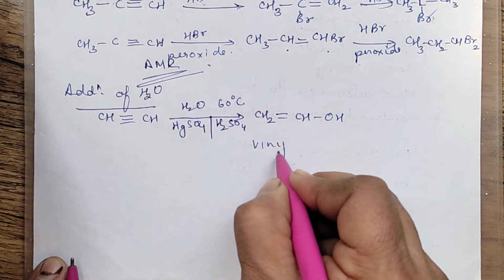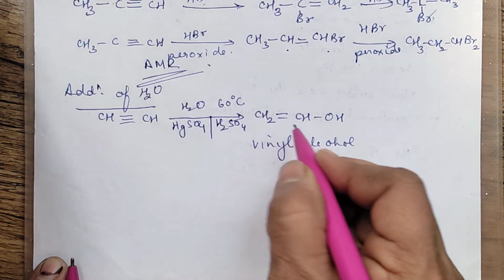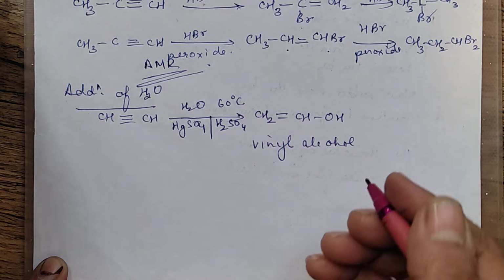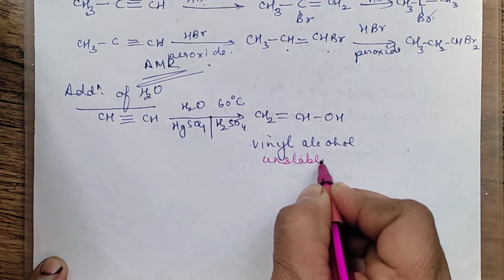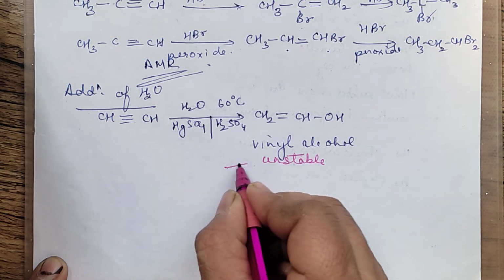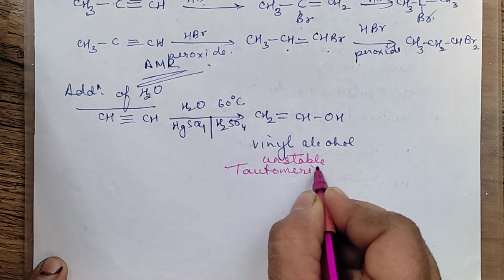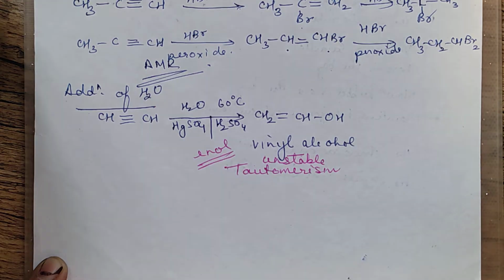This is vinyl alcohol. I just now told you what is vinyl radical. CH2 double bond CH is vinyl. So vinyl and alcohol. This is a very unstable product. This is very unstable, so this will undergo tautomerism. It will undergo tautomerism, also referred to as enol isomerism.